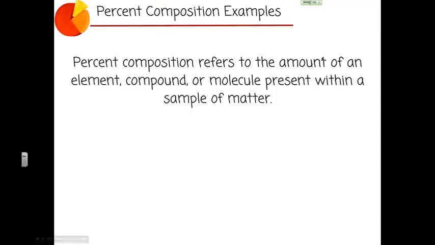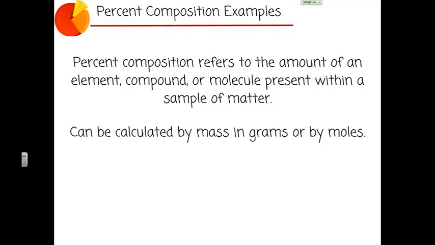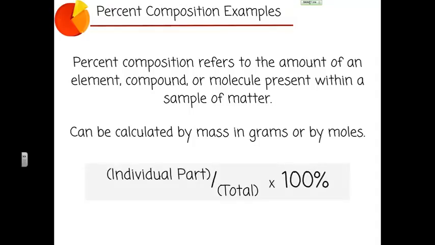So percent composition refers to the amount of an element, compound, or molecule present within a sample of matter. It can be calculated typically by mass in grams or kilograms, or by the number of moles. It is the same equation as shown in math, the individual part divided by the total times 100%.